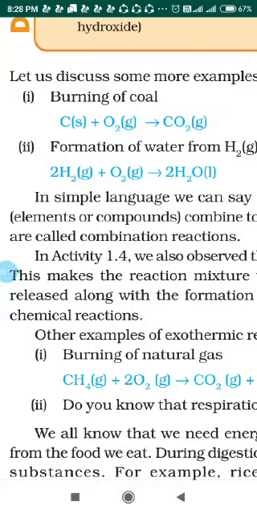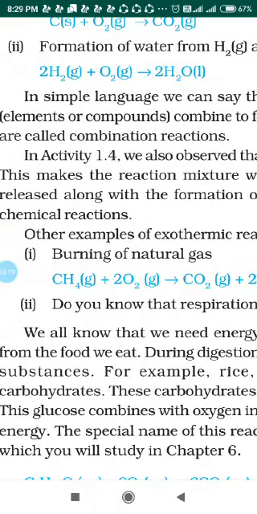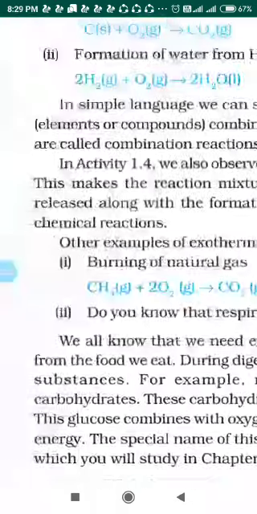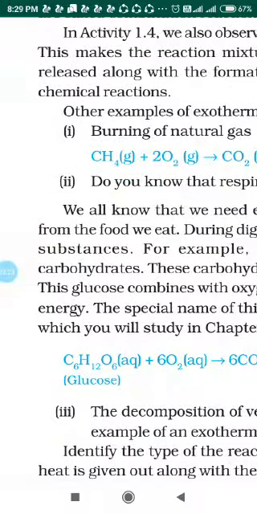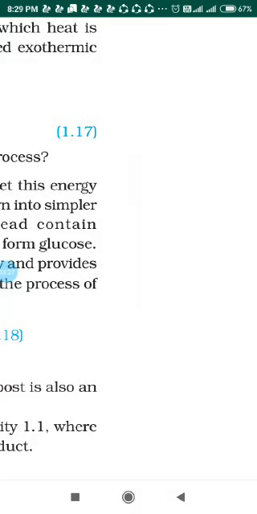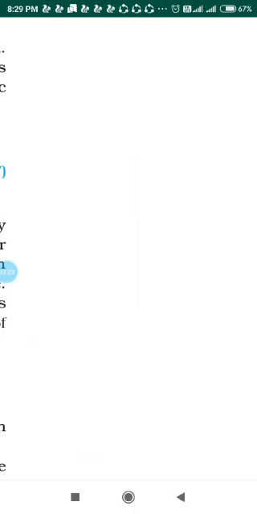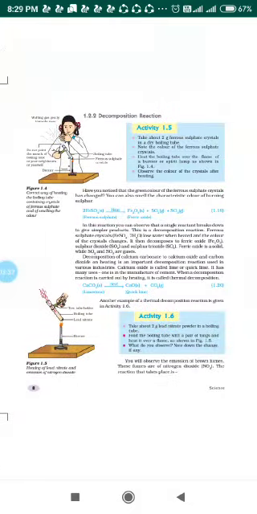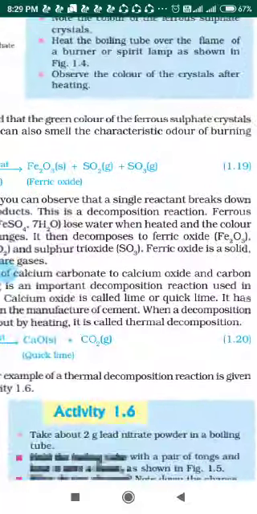Further examples, when magnesium ribbon is burnt, magnesium hydroxide is formed.